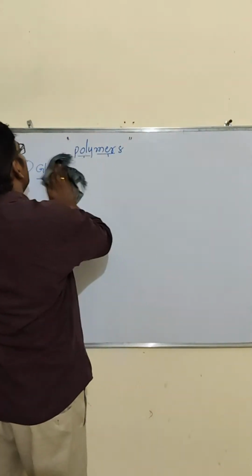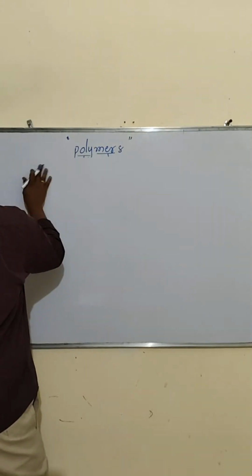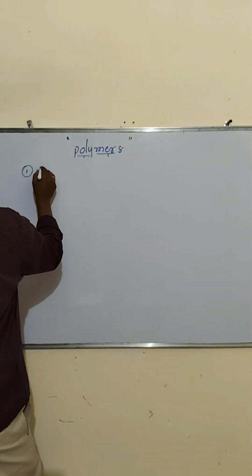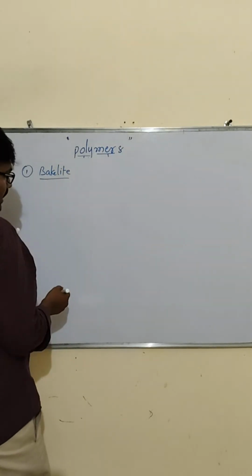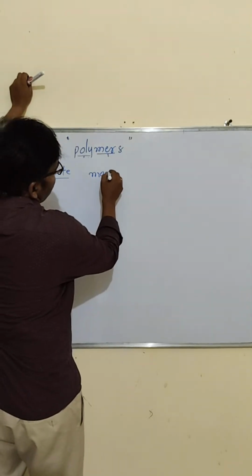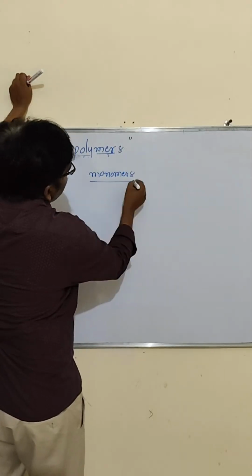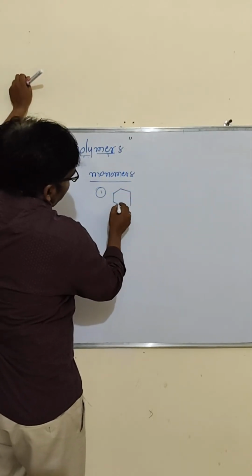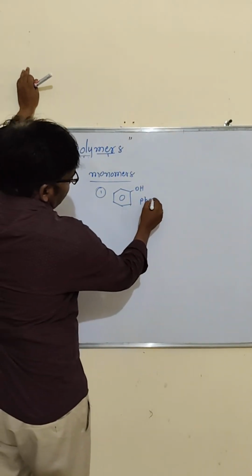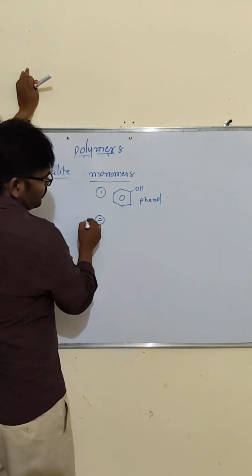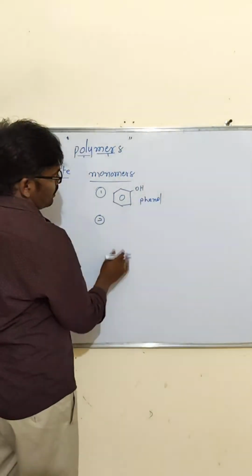Bakelite and urea formaldehyde resin. So look at Bakelite. Actually, the Bakelite monomers are very simple monomers such as phenol, then number two, the second monomer, urea, sorry, formaldehyde.